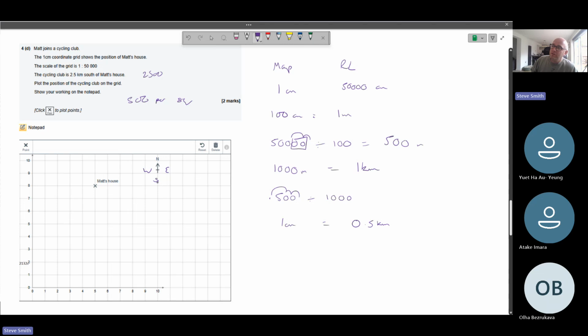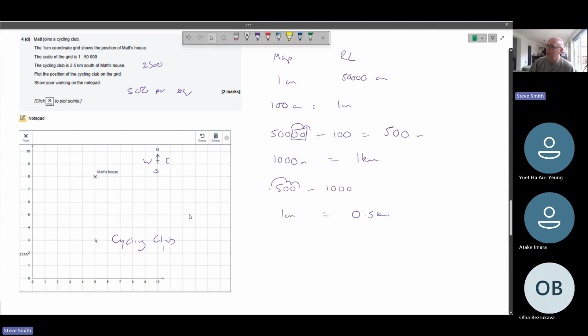We're going 5 centimeters, 5 squares down, look, because we know that it's 500 meters per square. So 500, 1000, 1500, 2000, 2500. So it's right on there. And where's he going? He's going to cycling club. So we've got cycling club. We've gone south 5 centimeters. And that's all that question's asking for. We don't have to draw anything else.